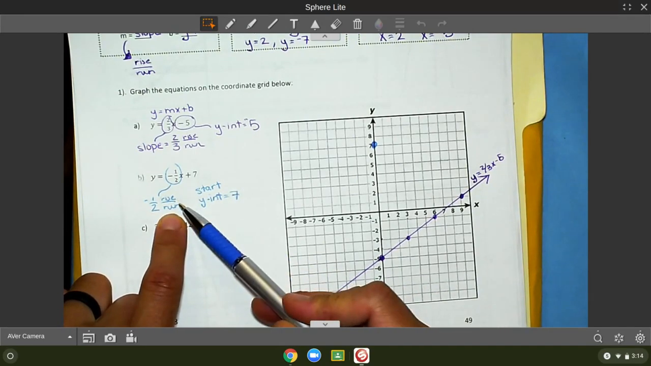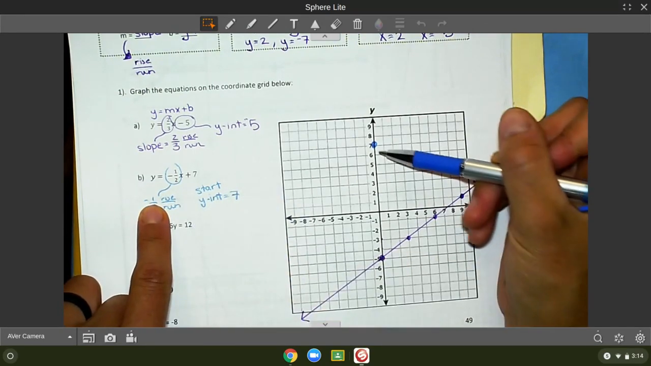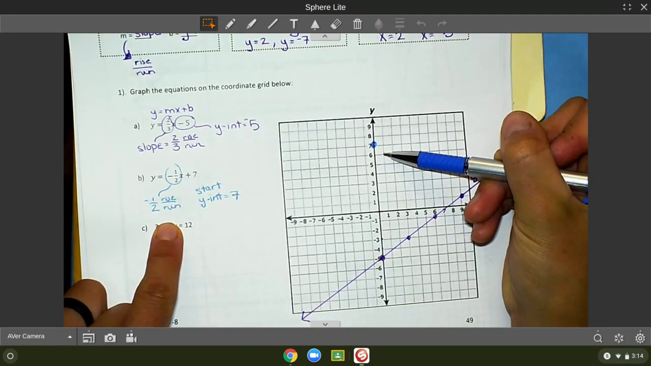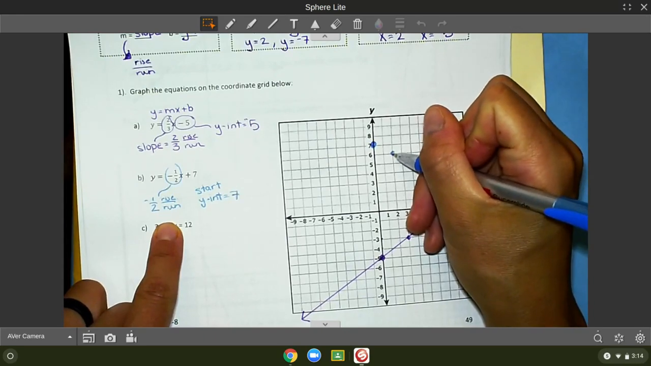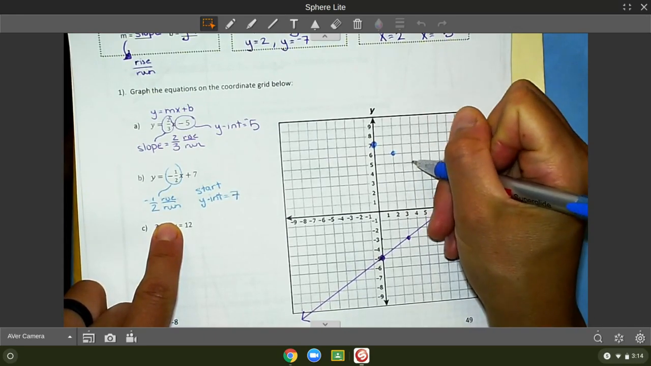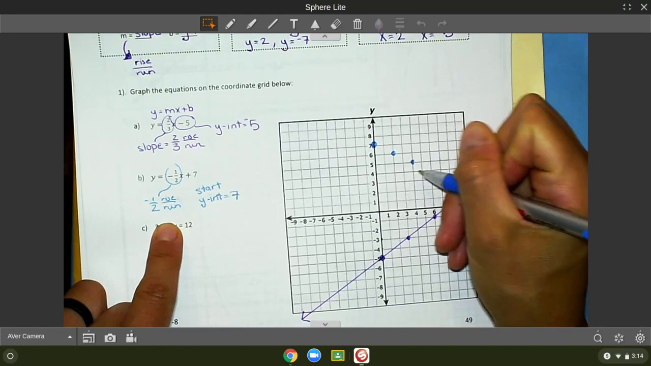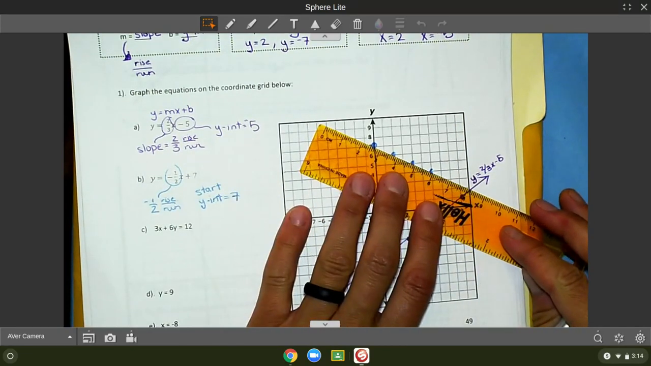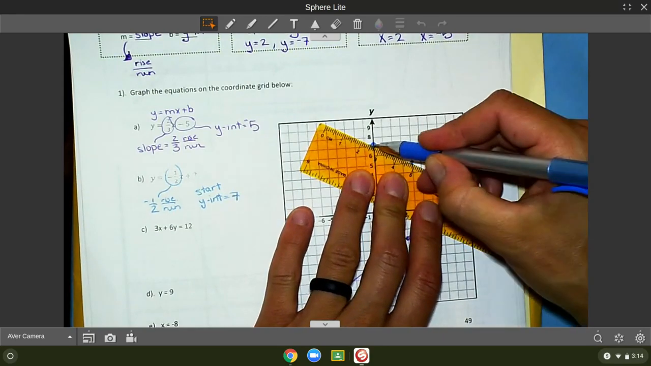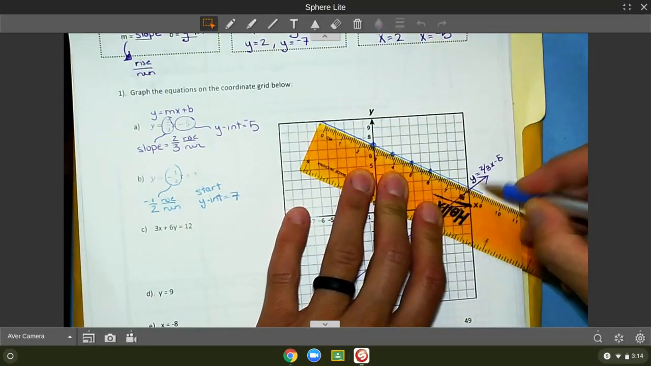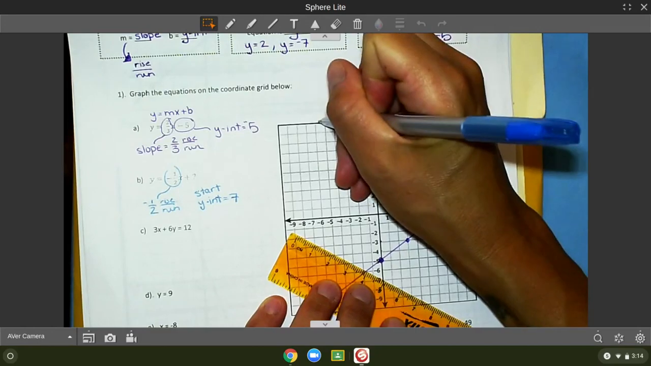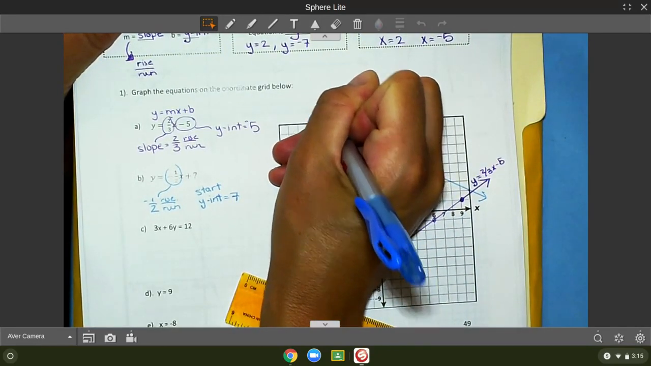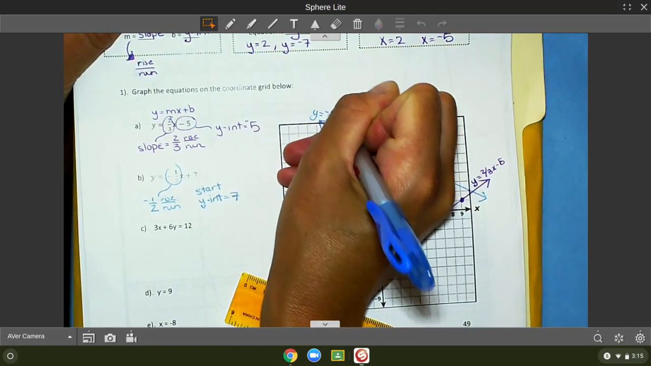So rise over run. Now since it's a -1, instead of going up, we're going to go down. And remember, you always go to the right, over 2. Down 1, over 2. Down 1, over 2. Okay, and once you have 3 or 4 points, that's enough. You can use your straight edge and draw your line going all the way across your grid. And remember, at one of your arrows, we're going to write down the equation. y equals -1/2 x plus 7.